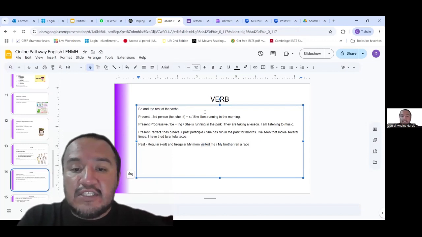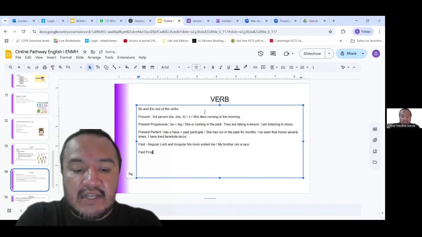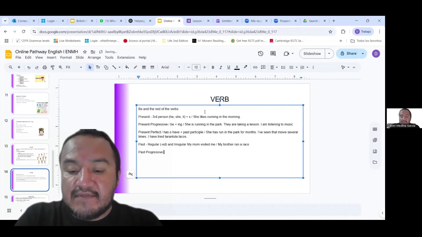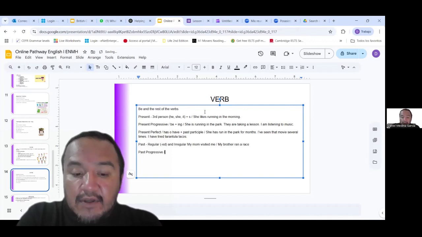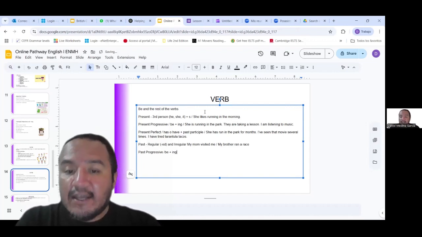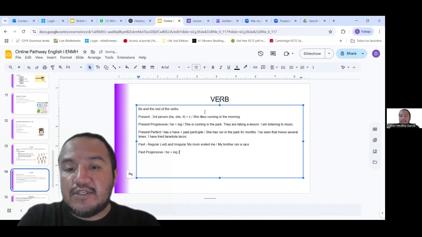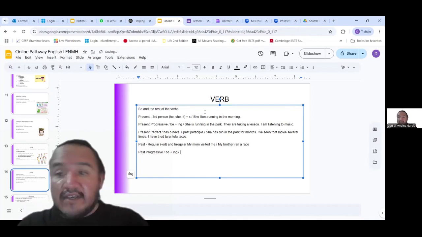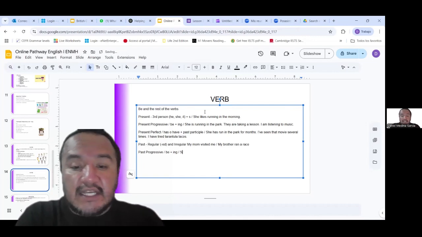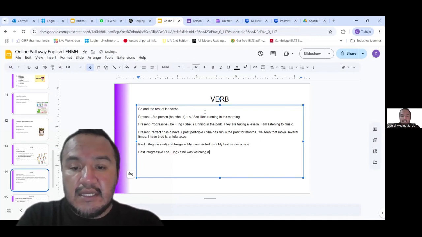If I use the continuous form, it becomes a past progressive tense. Again, here I am going to have my be and my -ing form, like with the present, but the thing here is that I need to use it in the past. What is the past of be? Was or were. So we say, she was watching a series.